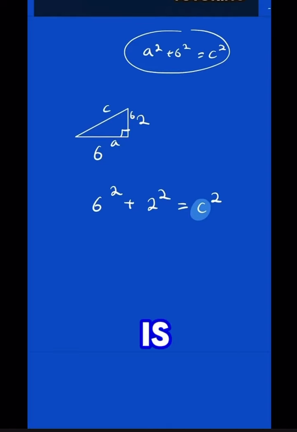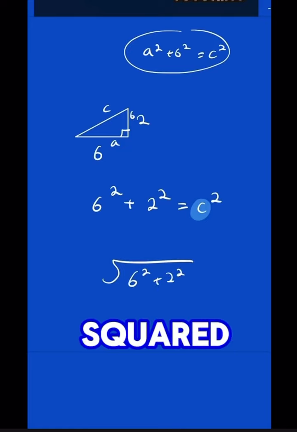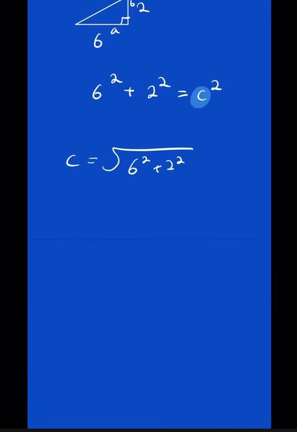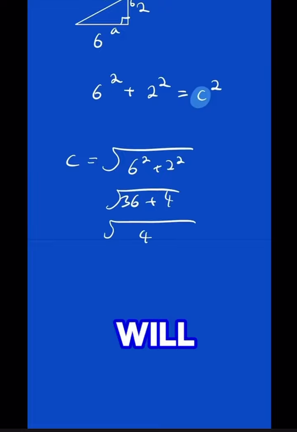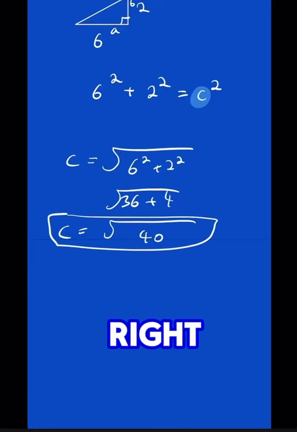Now, all we have to do is square root our 6 squared plus 2 squared, and that will give us C. Now, squaring that will be 36 plus 4 inside. So then adding them together will be the square root of 40. That will be the distance he jumps, right?